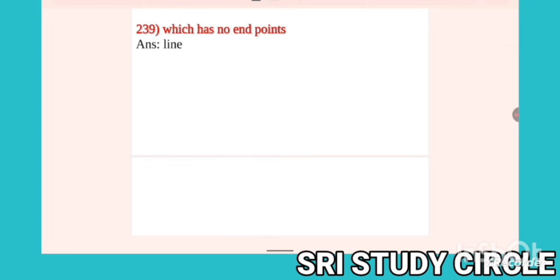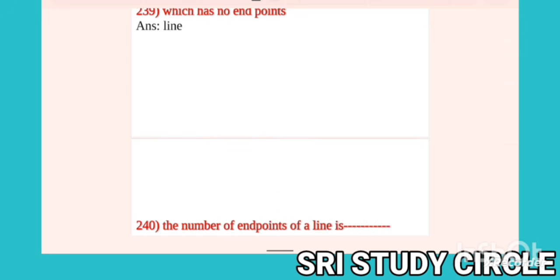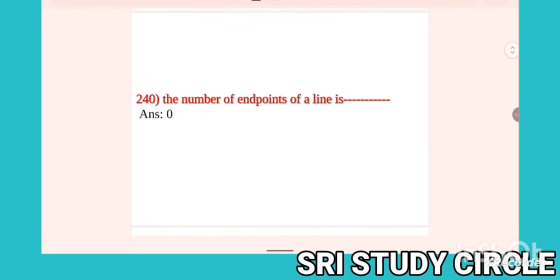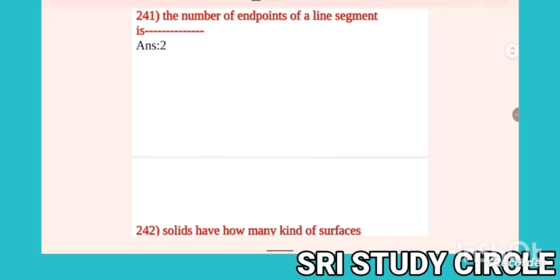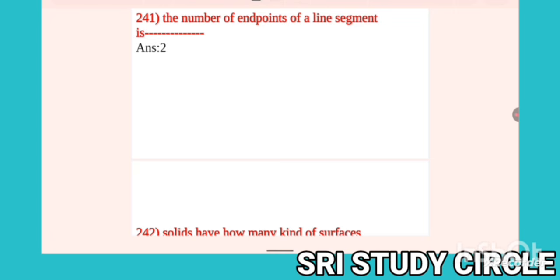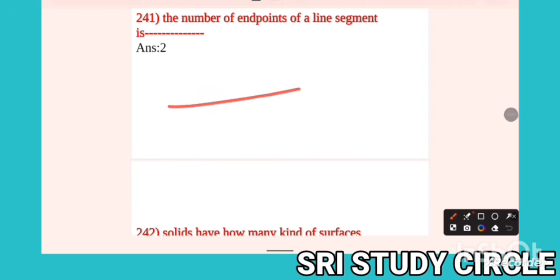Which has no endpoints? We clearly discussed it in the previous question. A line has no endpoint. The number of endpoints of a line is 0. Okay. Now next question. The number of endpoints of a line segment. How many endpoints here? 2 endpoints. Endpoints of a line segment: 2.